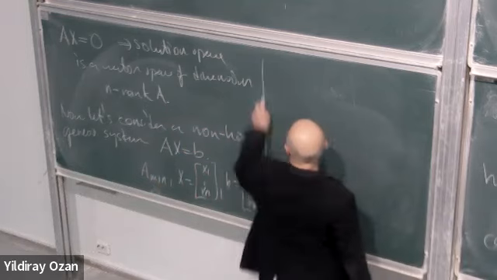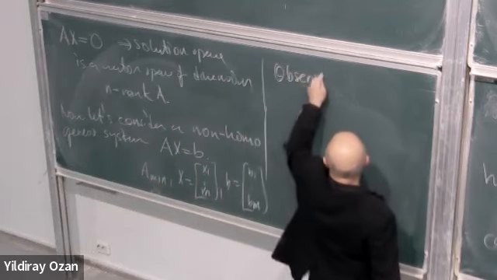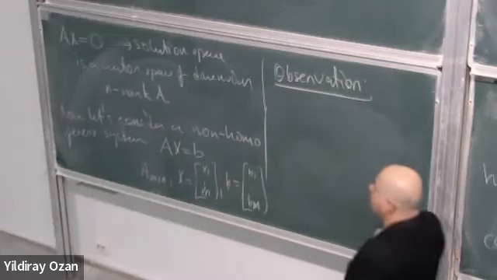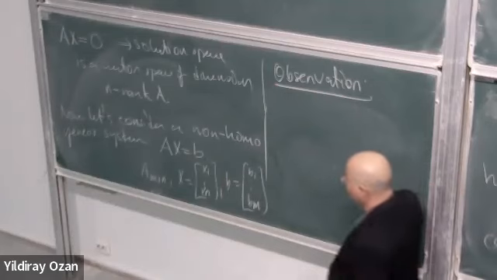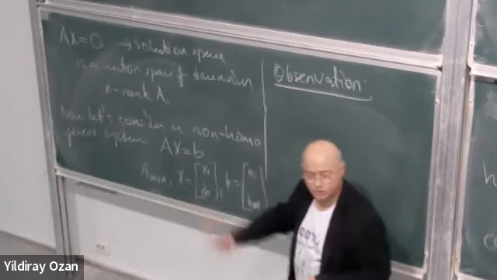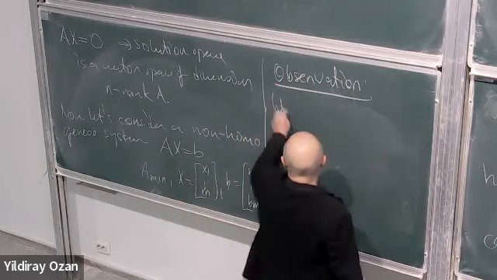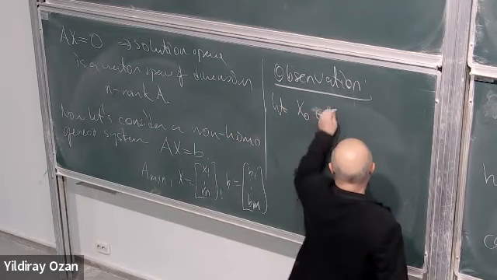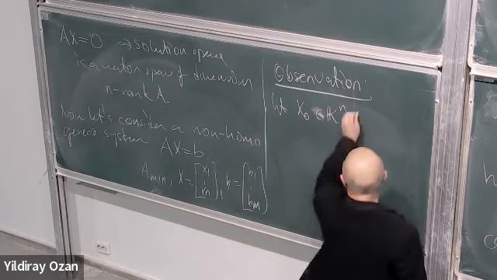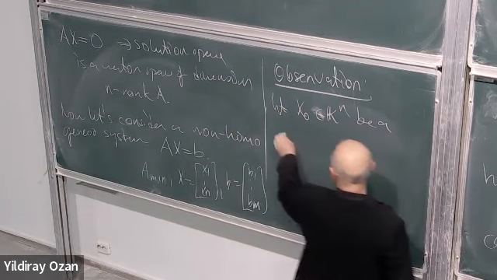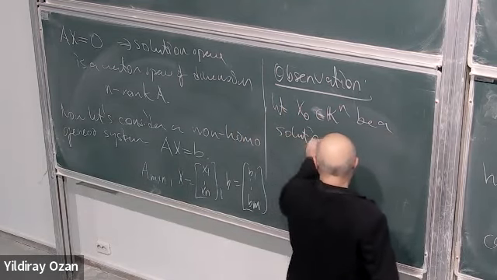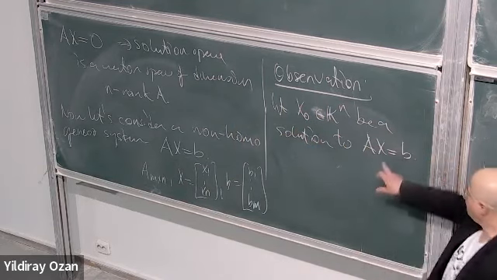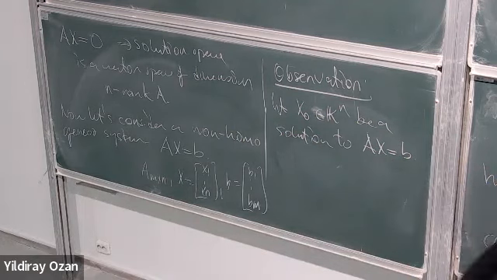The observation is the following. Let's pick any solution of this equation. Let x0, which is in Kn, be a solution to Ax equals B. So when you got x0 here, you obtain B, a solution.